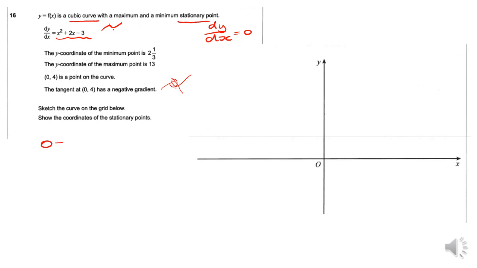Well, if I know that at the stationary points the gradient is equal to 0, it effectively means I know that x squared plus 2x minus 3 has to equal 0. And I can factorise that. It's x plus 3 and x minus 1. Okay, and that means that I've got x is equal to -3, and x is equal to 0.